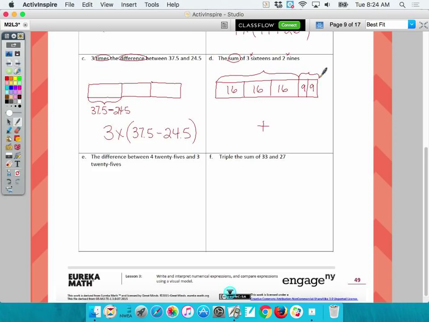You have to figure out what 16 plus 16 plus 16. No, we don't have to solve it. 3 times. I know that's what you want to do, but what do you see here? 16. I see 3 groups of 16. And then 9. 2 groups of 9. 2 groups of 9.